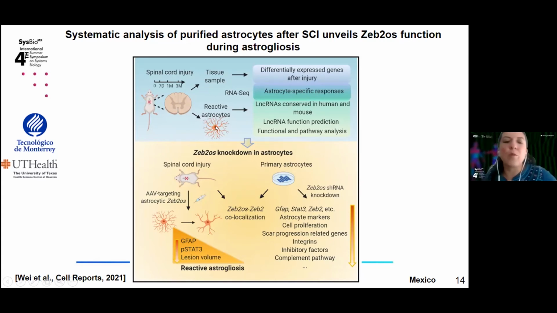So we want to see what is happening to these astrocytes. Why are they becoming reactive after injury, and what is driving that change in phenotype?